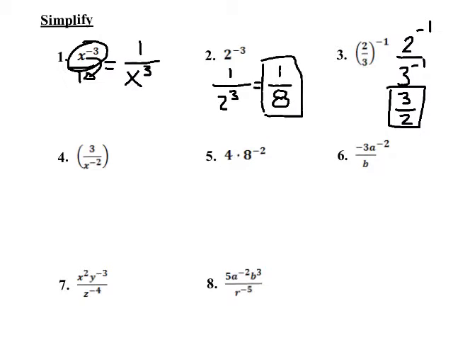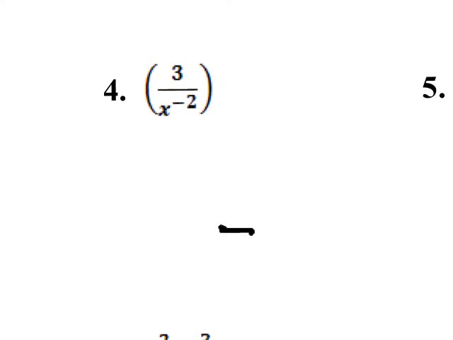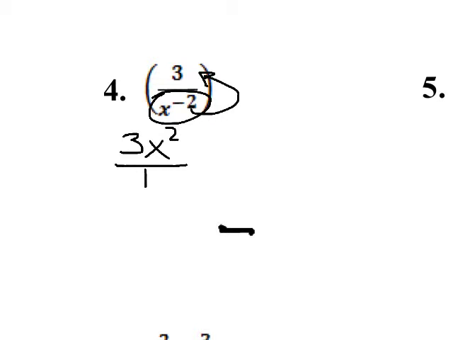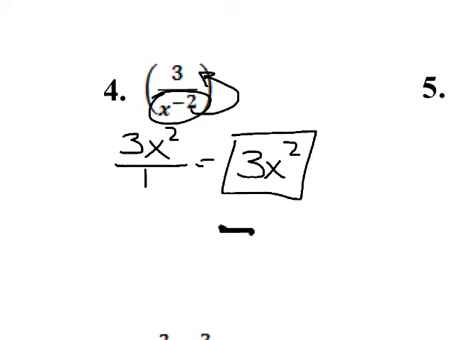Now, number 4 down here, you notice that the bottom is the only part that has the negative exponent, right here. So that's the only part that's going to move. The 3 doesn't have a negative exponent, so we're going to leave it as is. The 3 is going to just stay there. This has a negative exponent, so let's move it up. So it becomes 3x squared, and there's nothing on the bottom. So we can just write it as 3x squared, just like that.